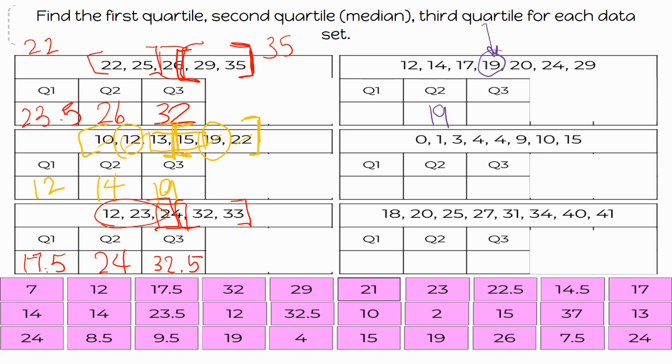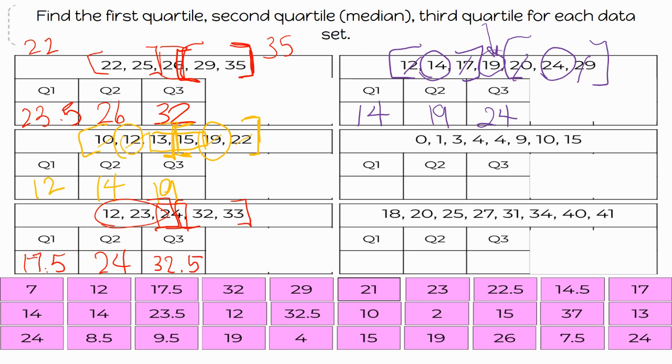Same thing, median Q2. Q3 is the median of the upper quartile, middle number, gives me 24. Q1 is the median of the lower quartile, middle number, so that's going to be 14. Beautiful. Moving right along. Hopefully you're starting to see the pattern if you didn't on Friday.